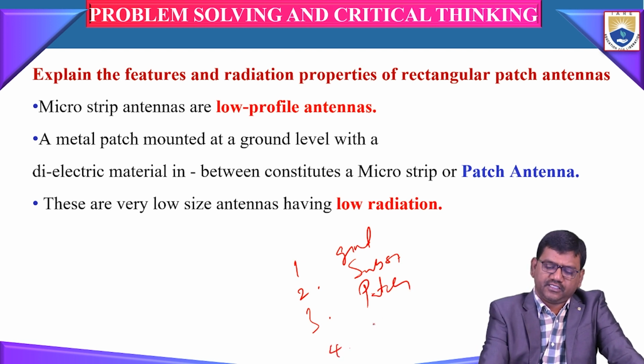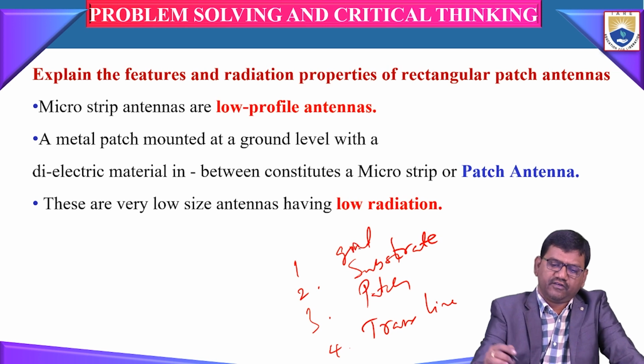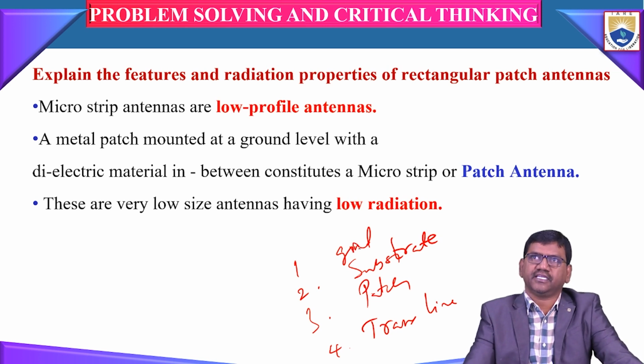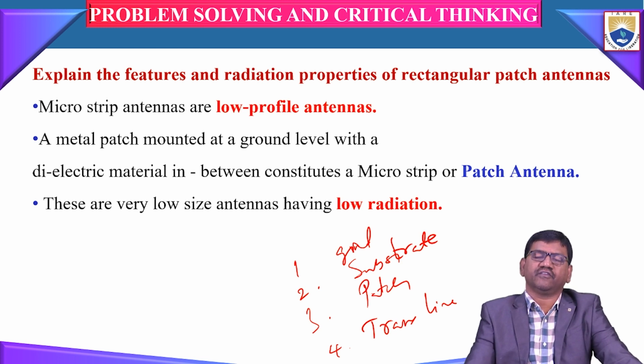And for this patch, there is a transmission line. So these are the basic features of the patch antenna, irrespective of any shape. It may be rectangular, circular or square, of any shape. So for any patch antenna, these are the basic features required for the design of the microstrip antenna: the ground plane, substrate, the patch, and also the transmission line.